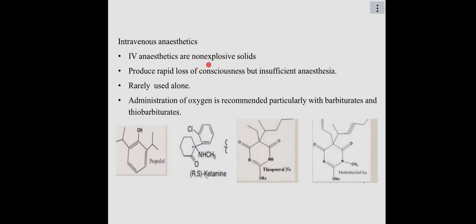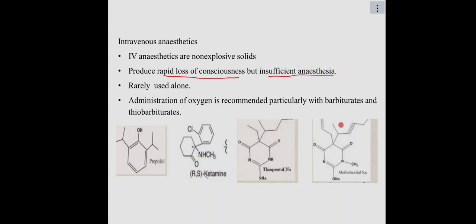We have seen that some of the halogenated ones can be explosive, and more so the hydrocarbons. They can be very, very explosive, and of course give you a lot of problems. They produce rapid loss of consciousness, but insufficient anesthesia. In other words, they cannot maintain.